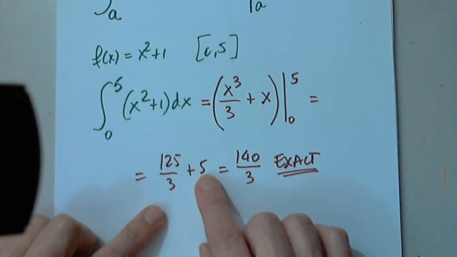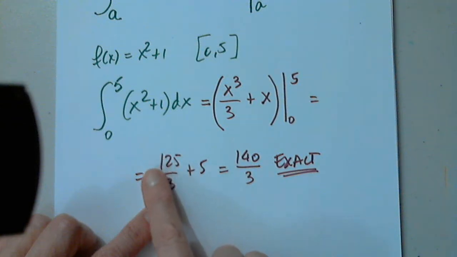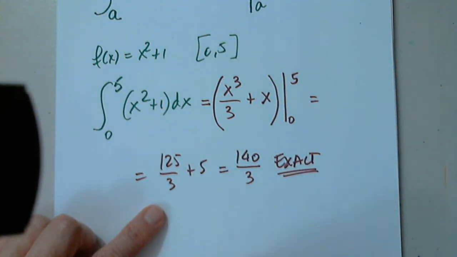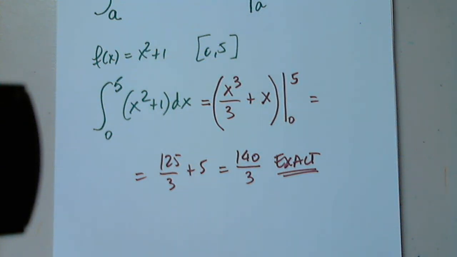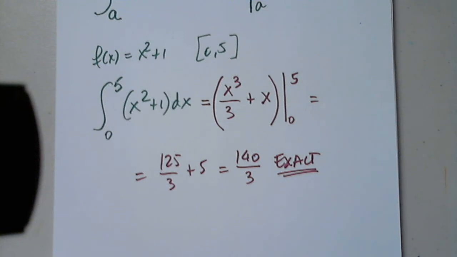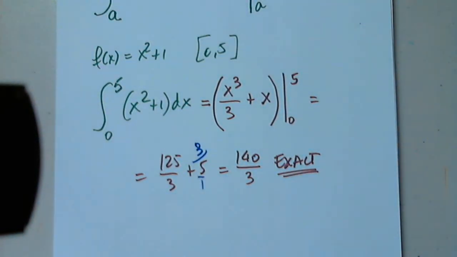3 times 5 is 15. 15 plus 125 is 140. Is that what you meant here? Yeah, so you're just adding. When I add fractions, I have to find the same least common denominator. So since this has 1, I have to multiply this by 3.